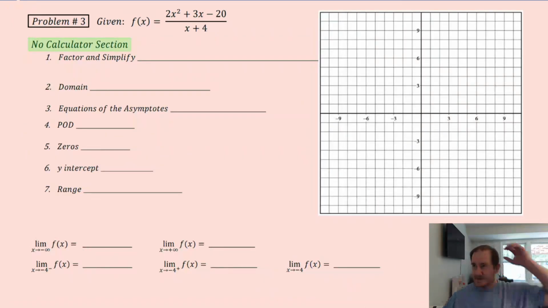Let's do 3. Alright, so 3 is probably factorable. This one is probably pretty similar to what you should expect to actually see on your upcoming assessment. So let's get to factoring.